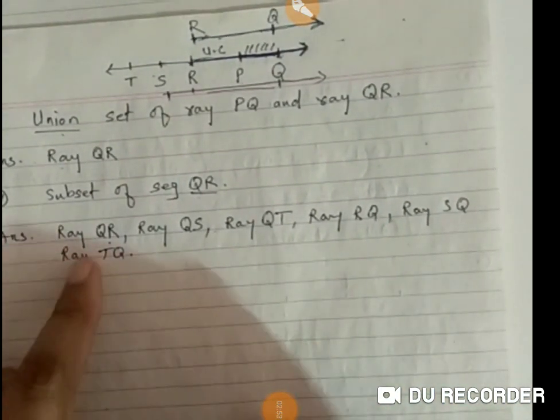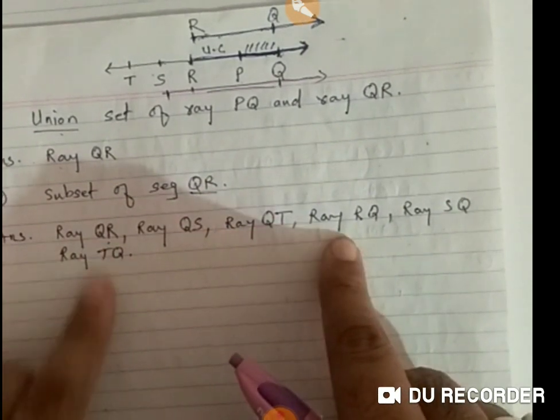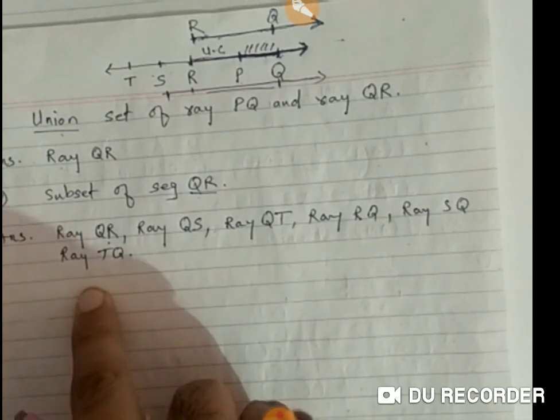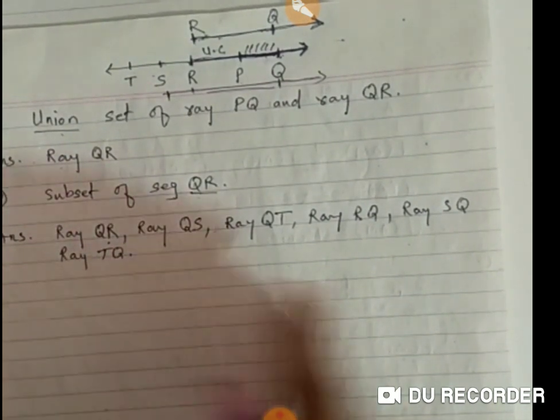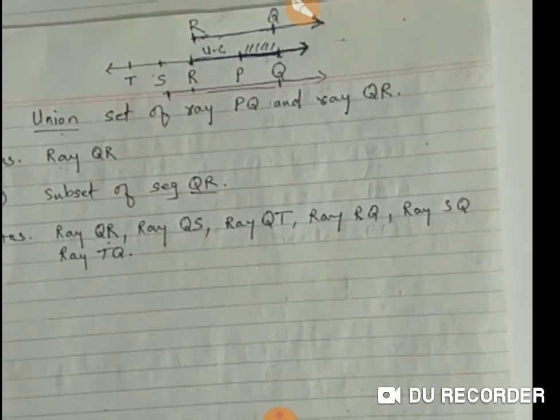So ray QR, ray QS, ray QT, ray RQ, ray SQ, ray TQ. These are the rays where segment QR is a subset.